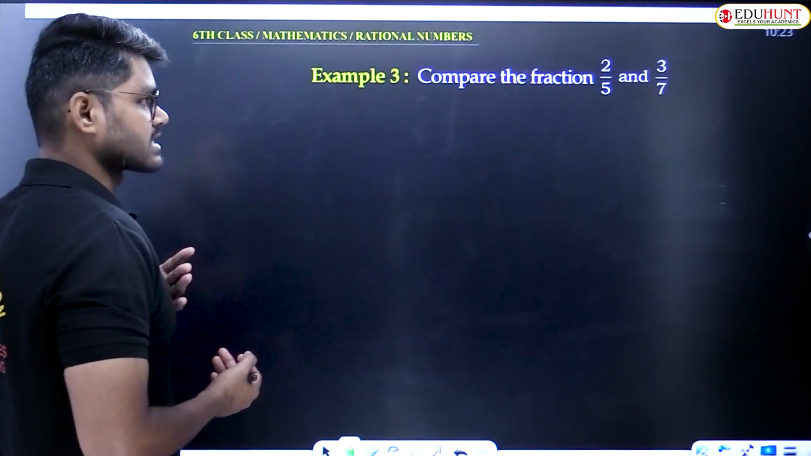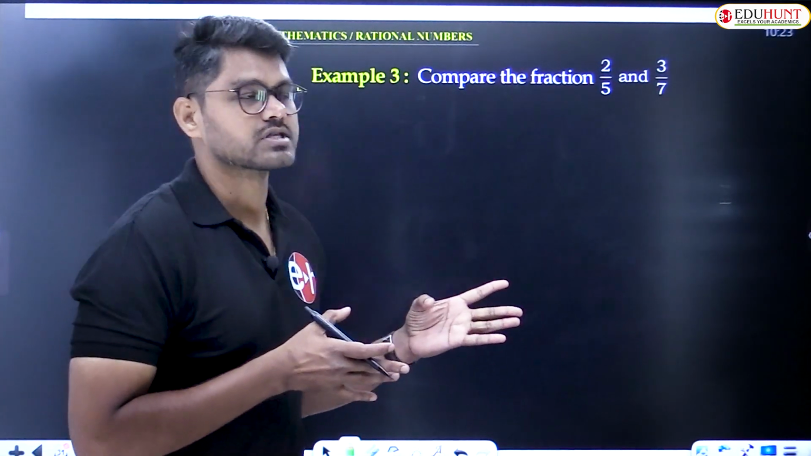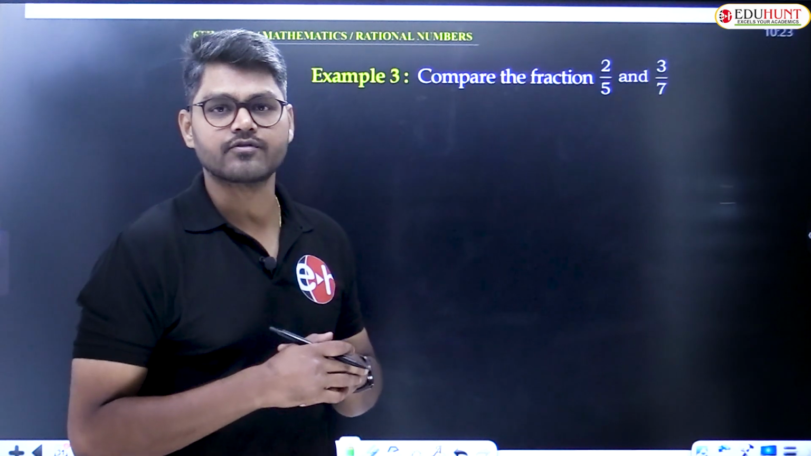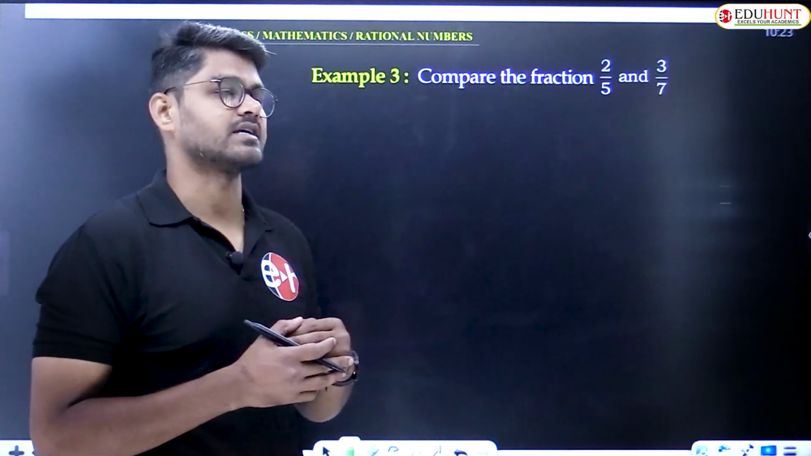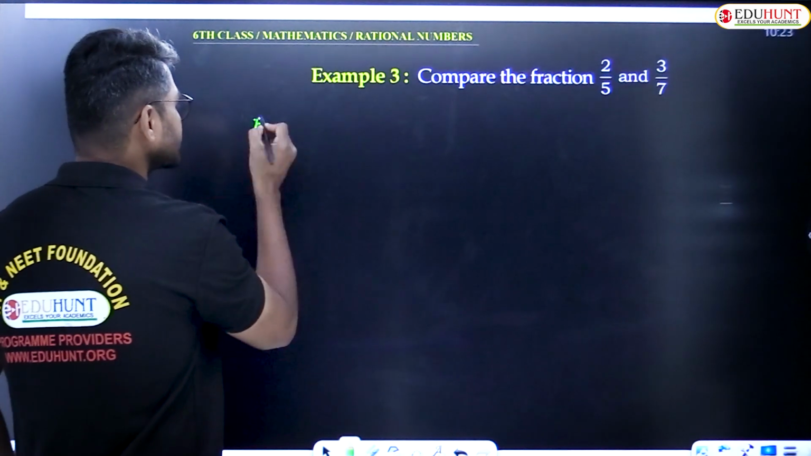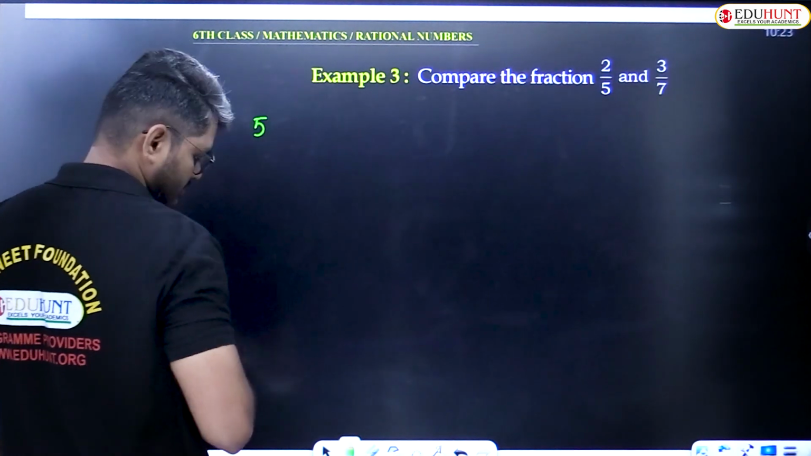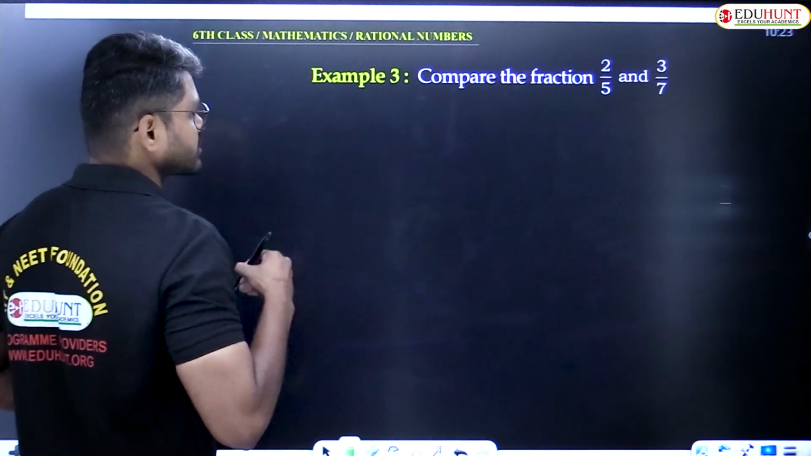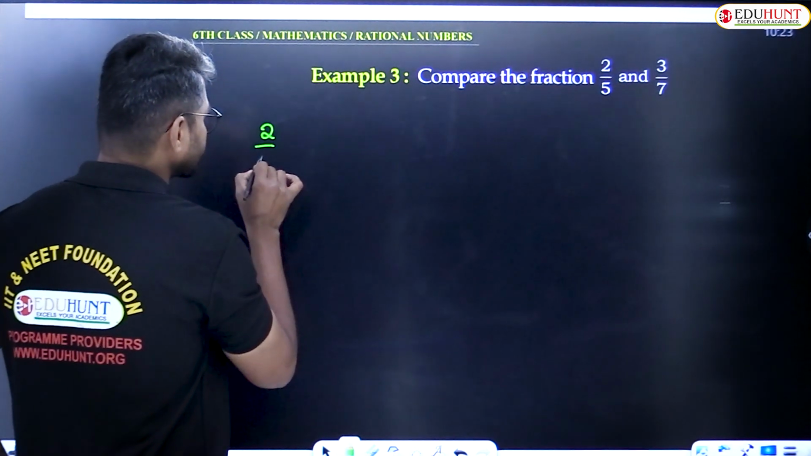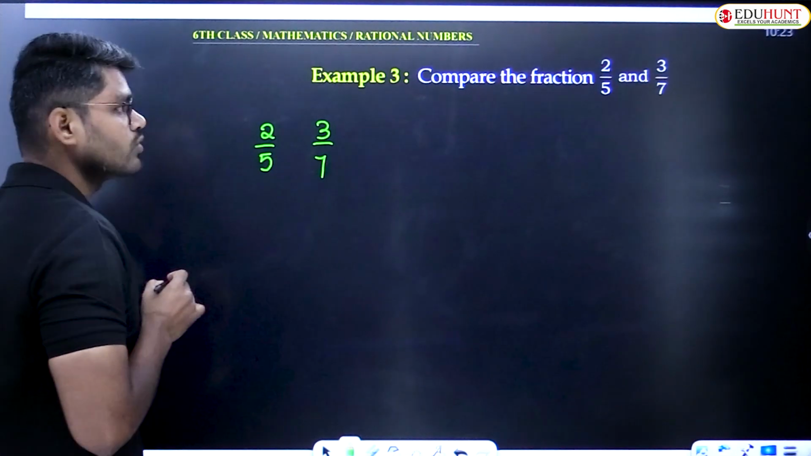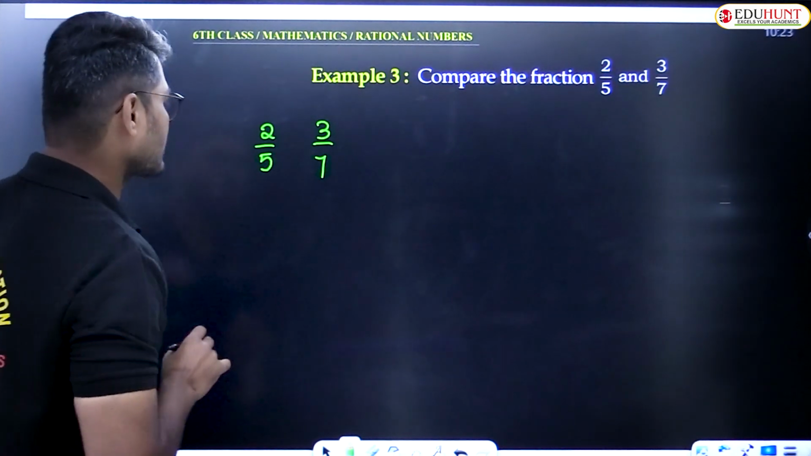Compare the fractions. Here in the previous question, denominators are same. In this question, denominators are different. That means these are unlike fractions. How do we compare? We know the concept of LCM. By using that concept, we can solve this question. 2/5 and 3/7. These are two different fractions we have to compare.